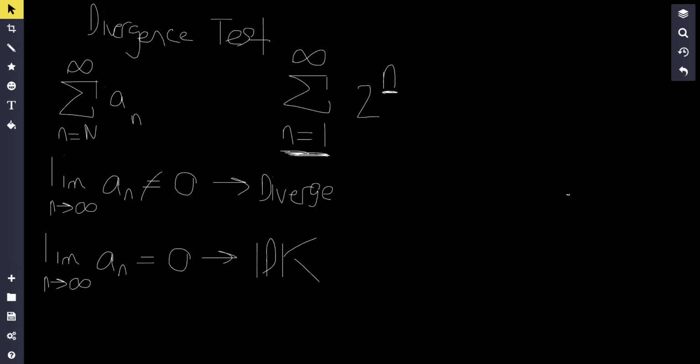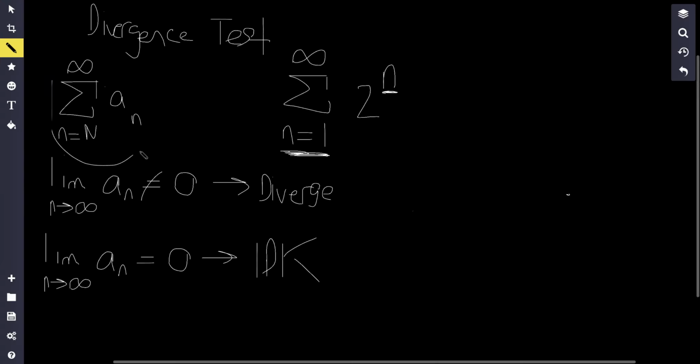The divergence test is a really quick way to see if a series is diverging, or it can also be inconclusive. So let's say we have a series, starting from n equals capital N to infinity, of a of n. Now, as our n value approaches infinity, if a of n is not equal to 0, it's going to be diverging. Otherwise, if a of n is equal to 0, it's inconclusive, meaning that it could diverge or it could converge.